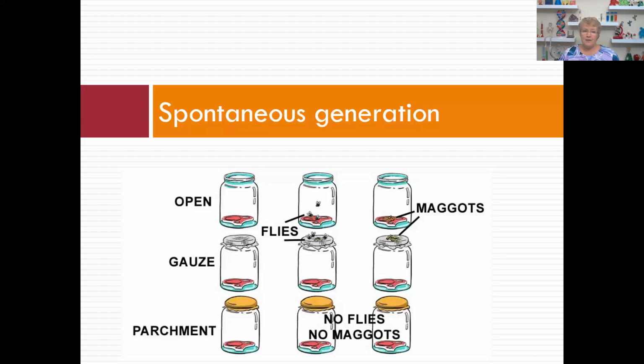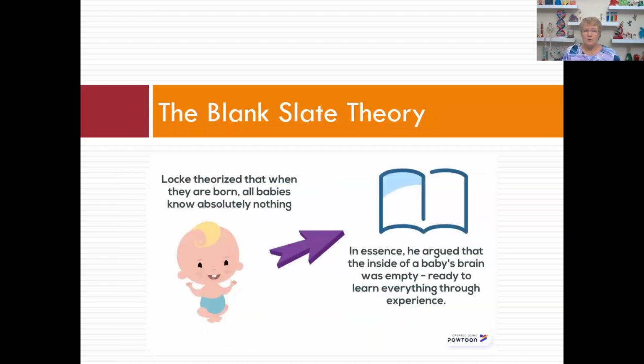Now, there's another theory that has been disproven that used to be believed. This was really popular back in the 1600s. It was called the blank slate theory. And it basically said that when babies were born, they were a blank slate. They knew absolutely nothing. And everything that they eventually learned came from experience. Now, we know now that a lot of what we have is from our genetics. It's from our genes that we inherit from our parents. We also have some innate instincts, and those play a really important role too. So this theory was disproven.